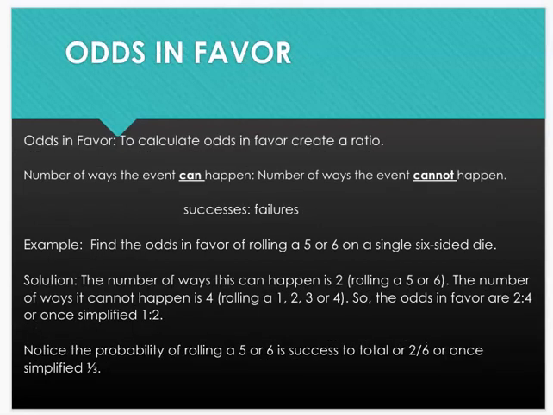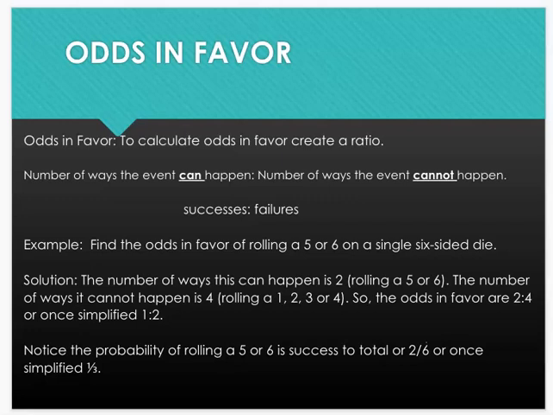So let's talk odds in favor. To calculate odds in favor, create a ratio. Your ratio is the number of ways the event can happen to the number of ways the event cannot happen. I like to think of it as successes to failures. If you remember probability, probability is successes to total outcomes. So that's how probability and odds differ. So odds in favor is successes to failures.